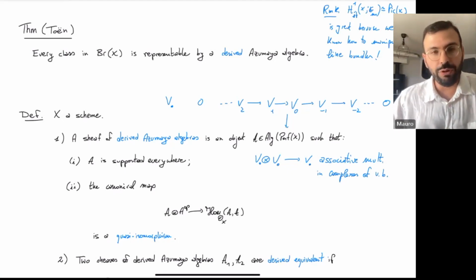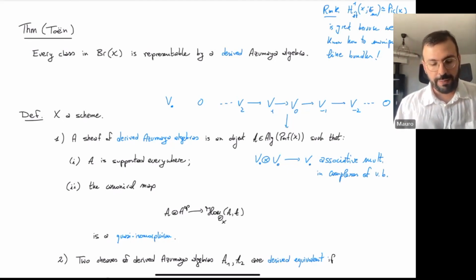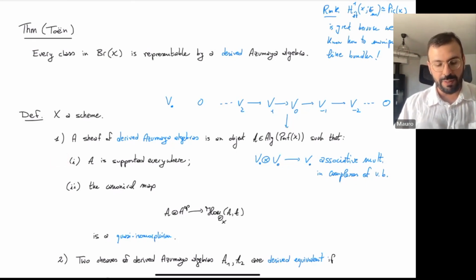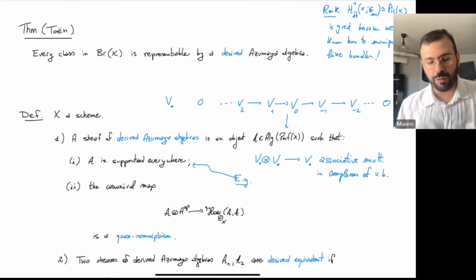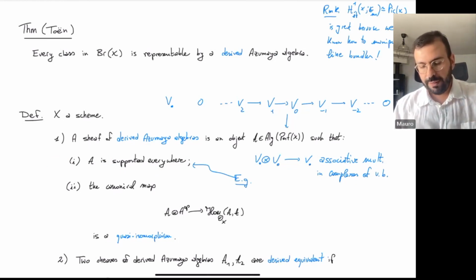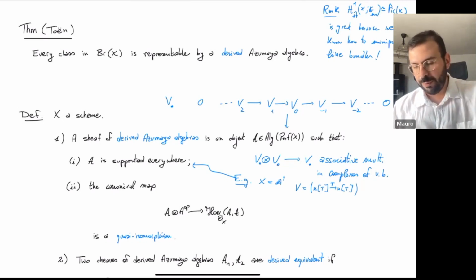And now we have to ask two conditions. The first condition might seem different from what I was saying before. What I was saying before is that V is a vector bundle. Here I'm asking that V is supported everywhere. Let me just do one example to clarify why we need this kind of hypothesis. Let's take X to be A1, and let's take V to be the complex k[t] with multiplication by t.